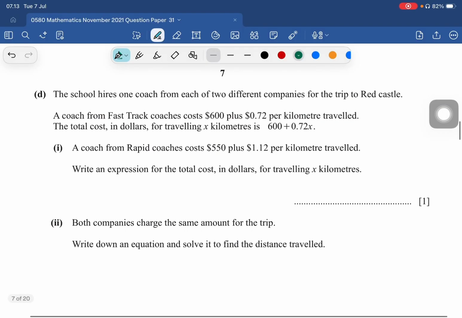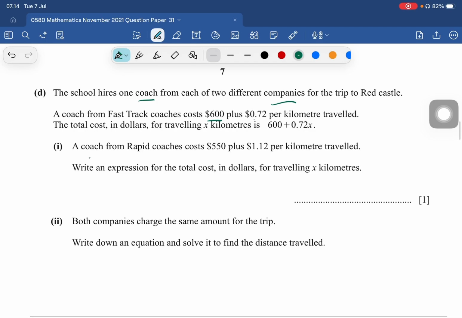Okay, the school hires one coach from each of two different companies for the trip to the Red Castle. A coach from the fast track coaches costs 600 plus 0.72 per kilometer. Next, a coach from rapid coaches costs 550 plus 1.12 per kilometer. So plus 1.12x, because we don't know yet the x kilometers.